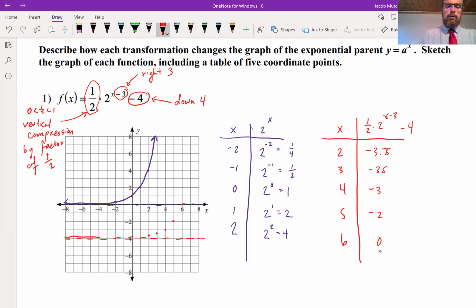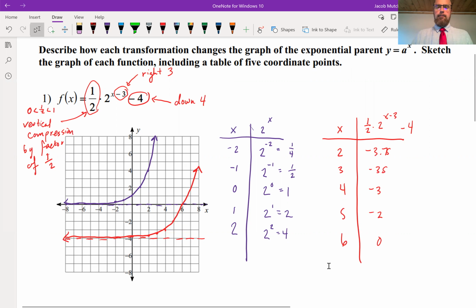So this is going to look very similar to our sketched prediction, but now this is actually supported by a table. And at that point, I can confirm my 3 predictions. It definitely moved to the right 3, down 4, and compressed vertically by a factor of half.